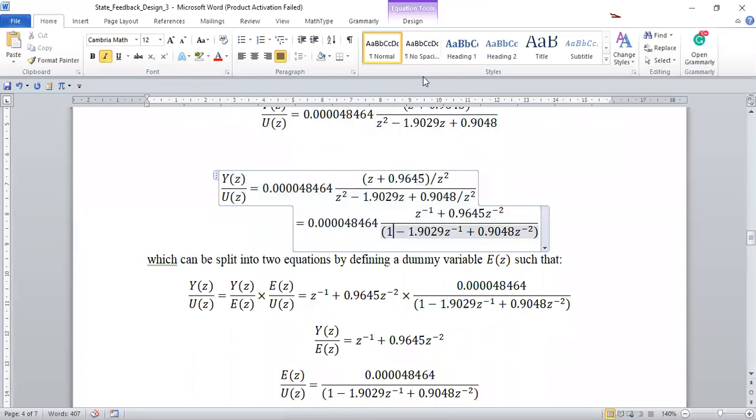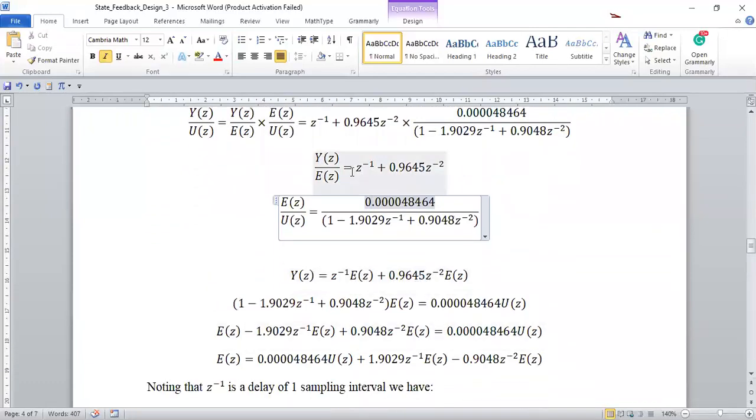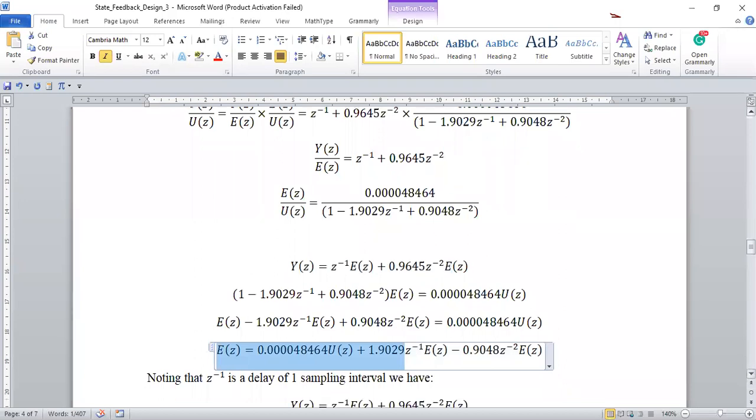And we split it into two, so this is one equation. Then the other equation is given by this. Then the first expression is given by this equation, while the second expression is given by the remaining equation. Then you cross multiply to make Y of z the subject of formula in the first equation, and to make A of z the subject of formula in the second equation. So this is Y of z in the first equation, then this is A of z in the second equation.